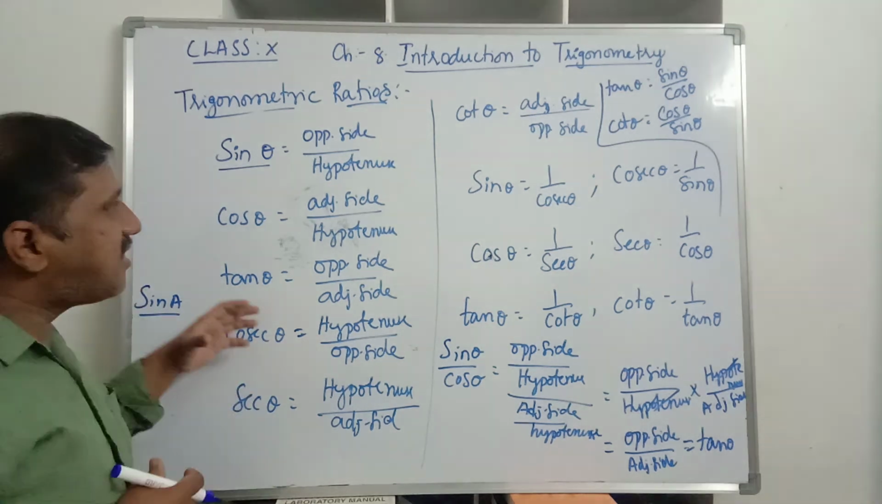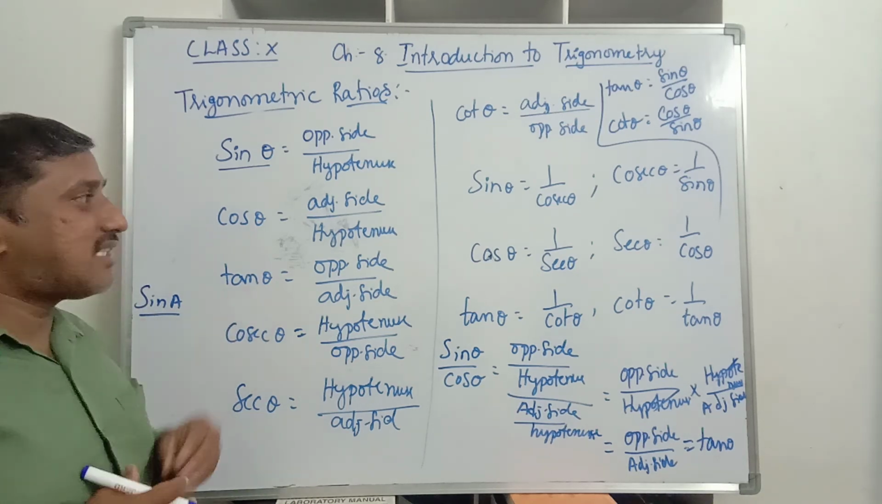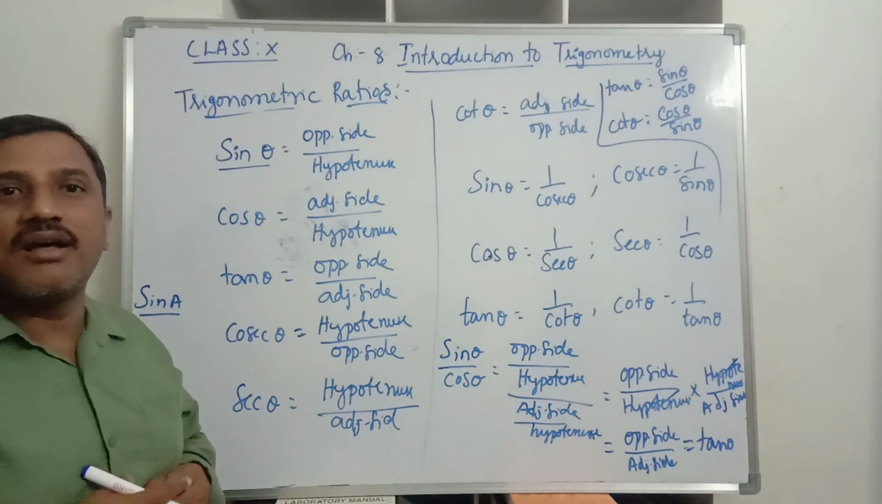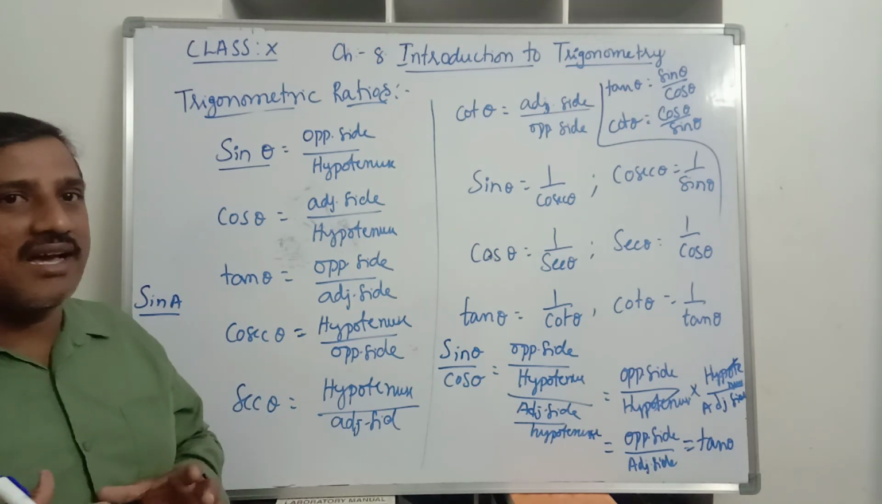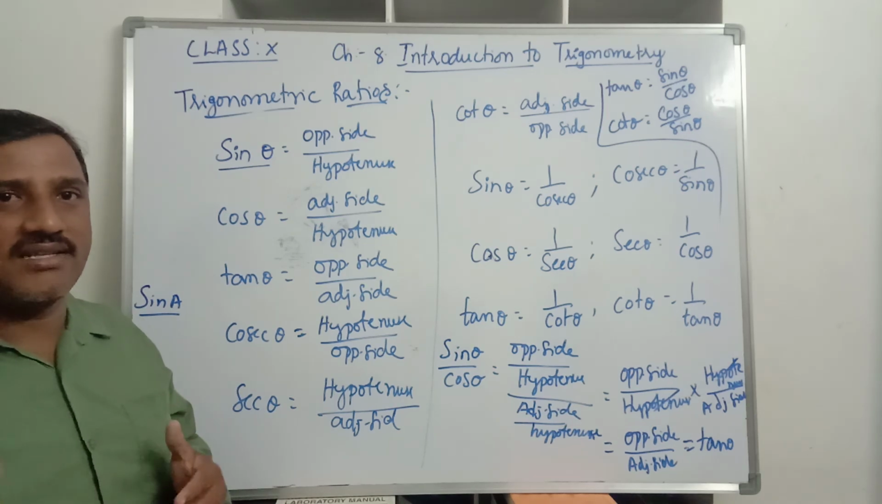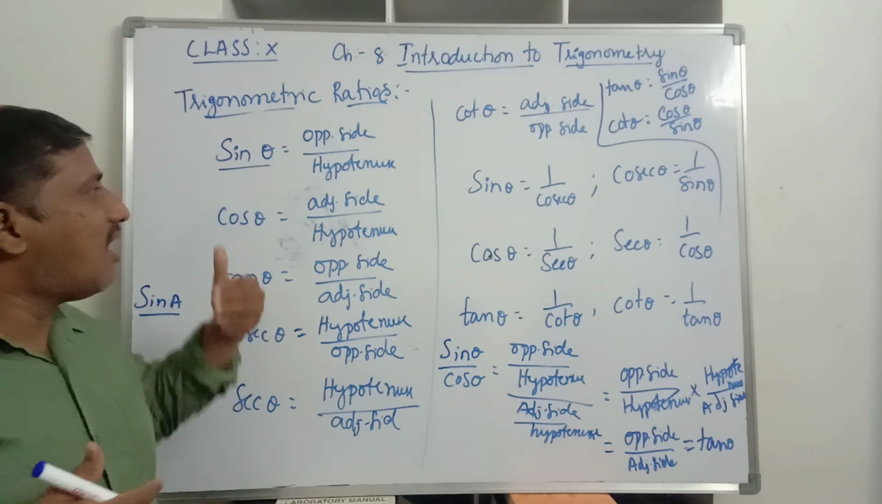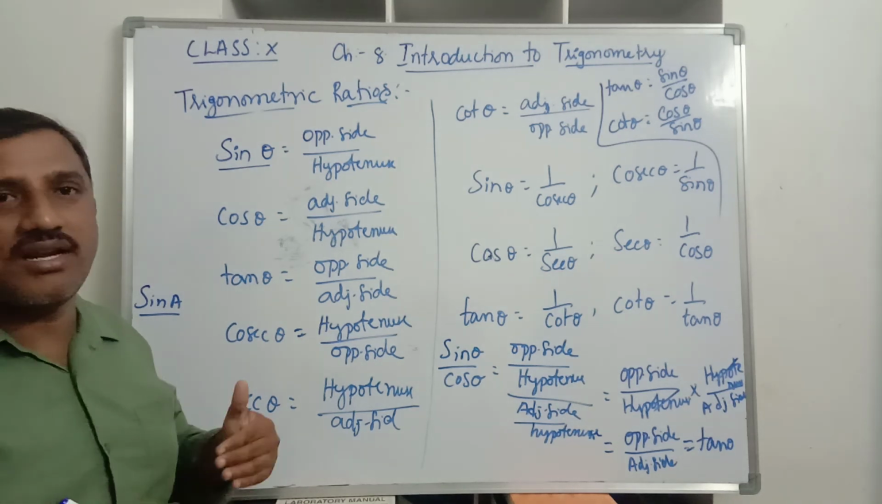I hope you understand the trigonometric ratios. Your homework today is to learn these ratios properly and remember them, practice these 6 ratios for different angles, and draw different triangles at different right angles and write the 6 ratios. That is your homework. Clear, children? Yes.